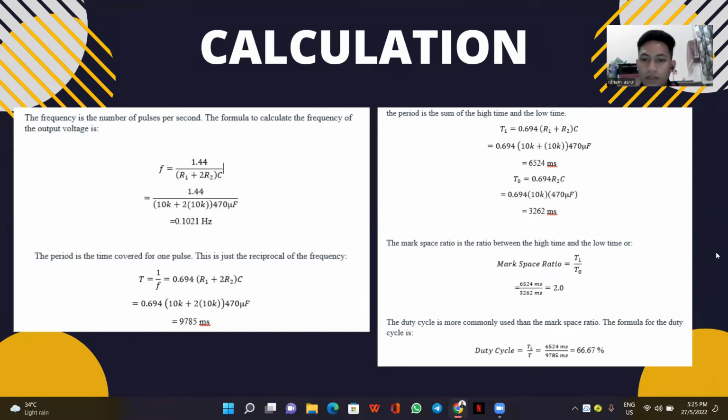Next, we find the mark space ratio, where the formula is T1 over T0. For T1 it is 6,524 milliseconds over 3,262 milliseconds, so we get the value for the mark space ratio as 2.0. And last, the duty cycle is T1 over T, and we get the answer as 66.67%.